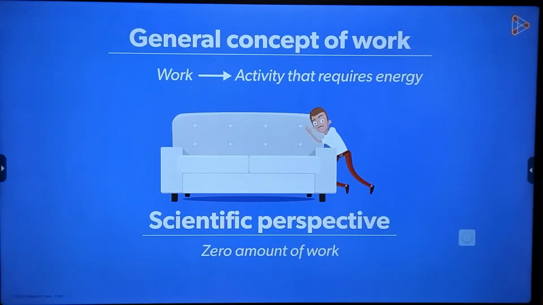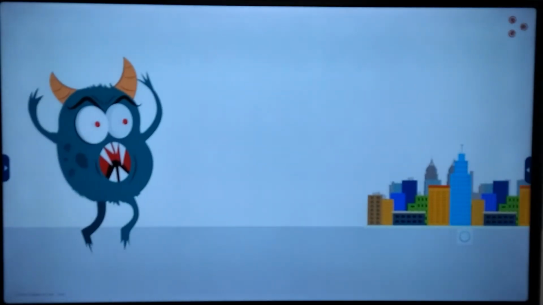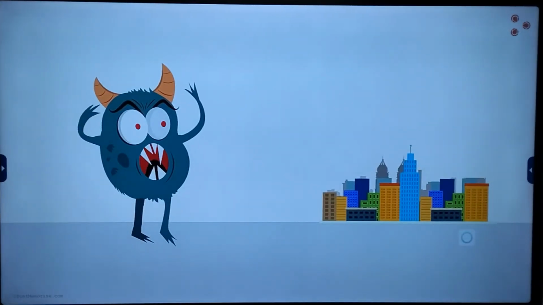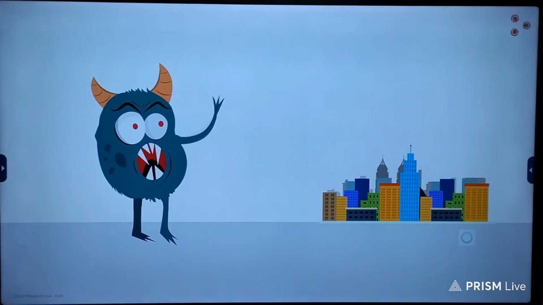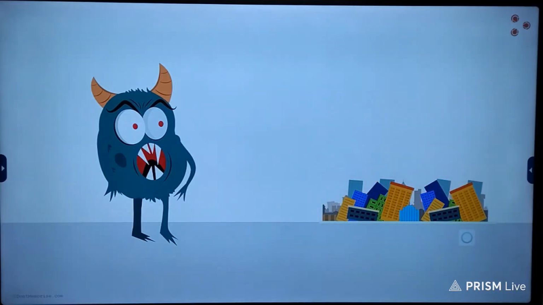So what is considered as work in the scientific perspective? Let's try out an example to understand this. An evil monster wants to destroy a city, but he doesn't go straight to the city to destroy it. Instead, he takes a huge boulder next to him, aims it at a specific direction, and throws it, destroying a part of the city. Is the activity done by the monster considered as work in scientific terms? If your answer is yes, then you are right. Granted, it was a bad kind of work, but it was work nonetheless.